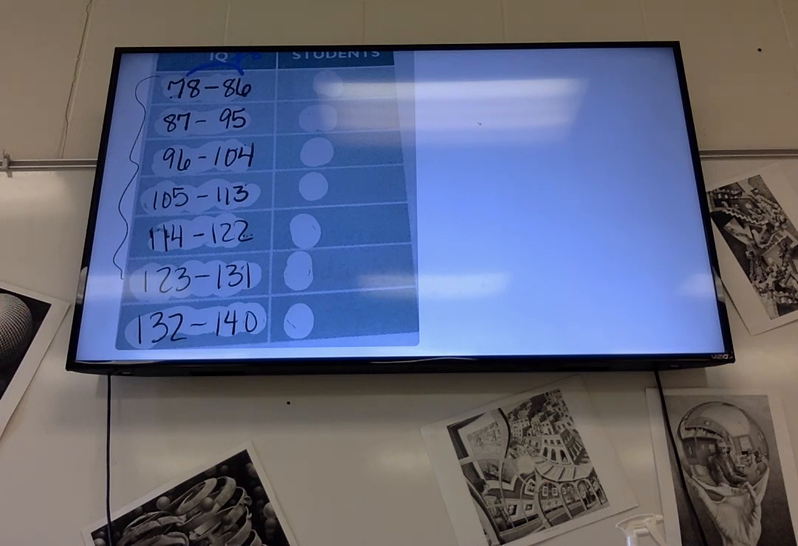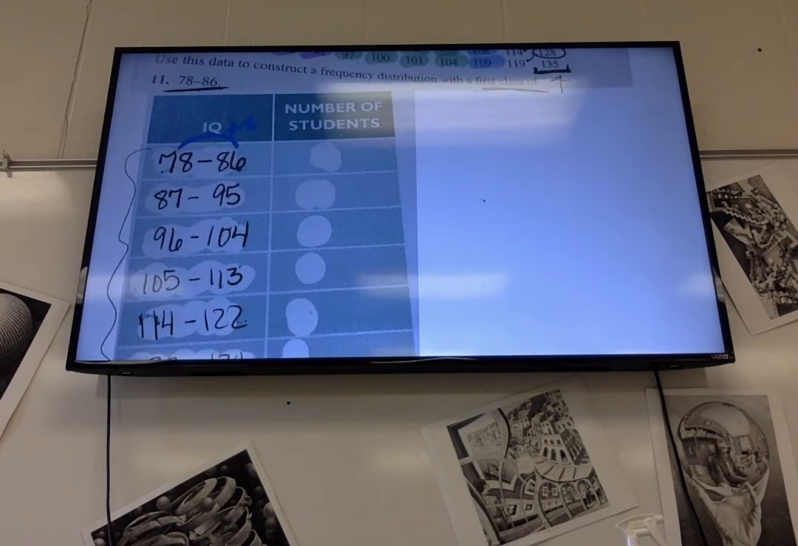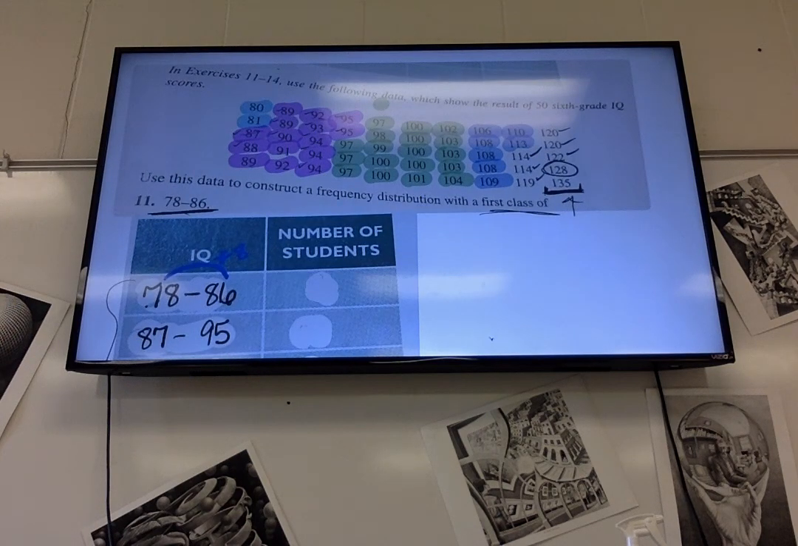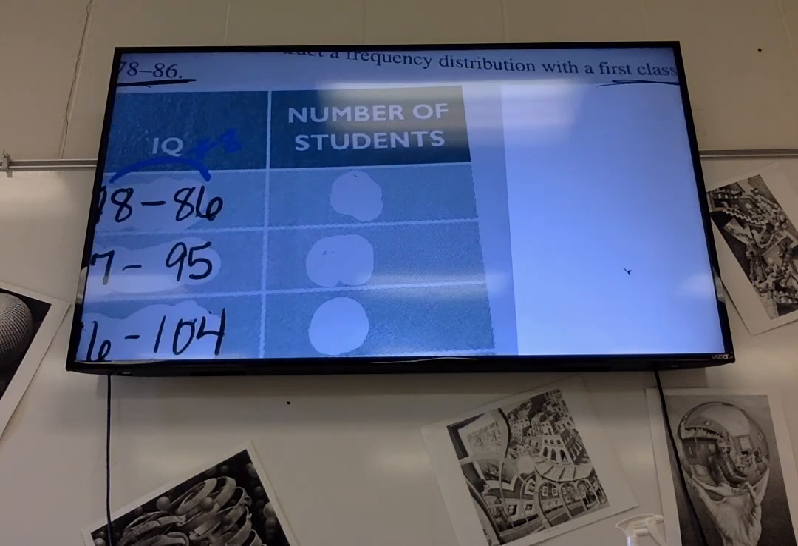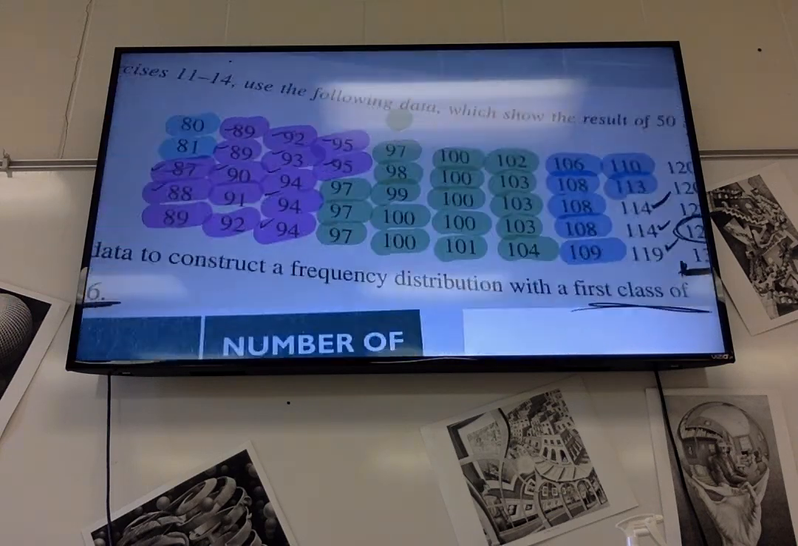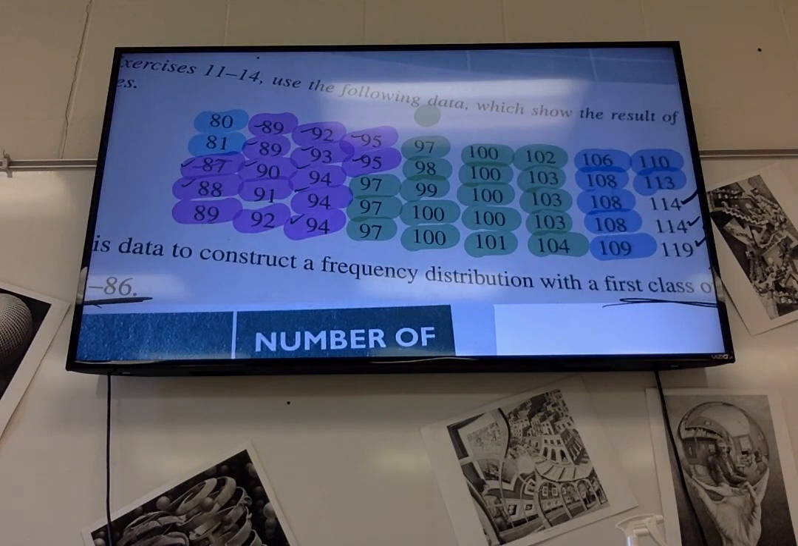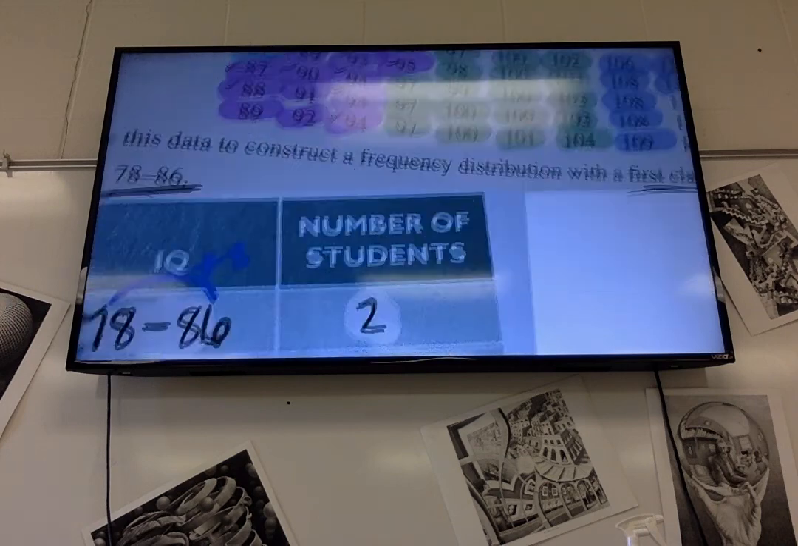Oh, you're adding. All right. So then I just add these up. 78 to 86 are these blue ones. 80 and 81. There's just two of those. So I would put 2 right here. 87 to 95 are these purple ones. Got 15.